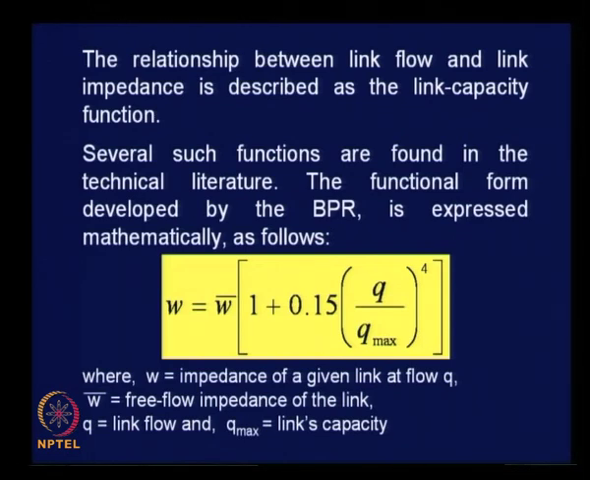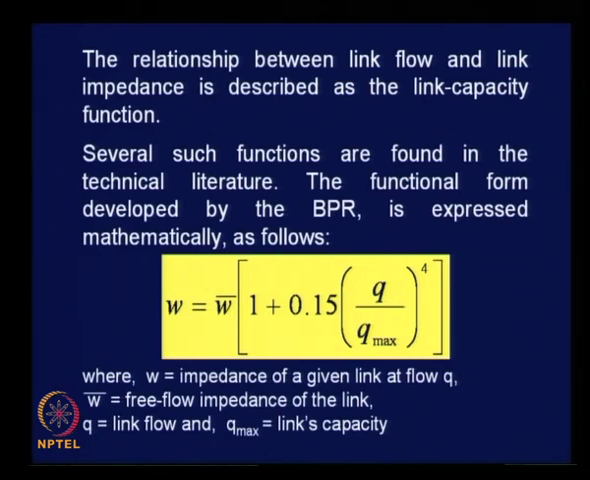W is the impedance of a given link at flow Q. We are interested to know the impedance on a link at a given flow level, that is given here as W, and W bar is the free flow impedance of the link. Under free flow condition, we should know what is the impedance or travel time implication, that is given here as W bar, and Q is a link flow, the actual flow at any point of time, and Q max is a link's capacity.